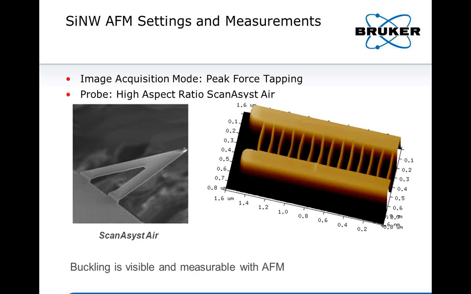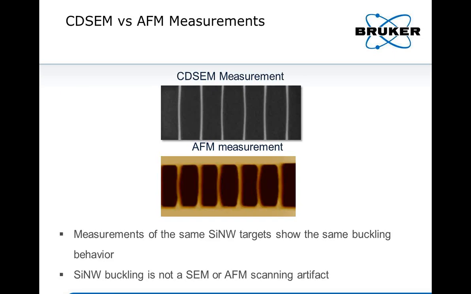Measurements were performed using a Bruker ScanAsyst-Air probe. What we're looking at here is an example image of the same target as measured by both the SEM and the AFM. Both the SEM and the AFM show the same buckling characteristics. In this case, for both the CD-SEM and the AFM, there are wires that buckle to the left, and there are wires that buckle to the right of the wire center line. In all targets, the morphology of the buckling matches between the CD-SEM and the CD-AFM, indicating that the silicon nanowire buckling is not a measurement artifact of the SEM or of the AFM.